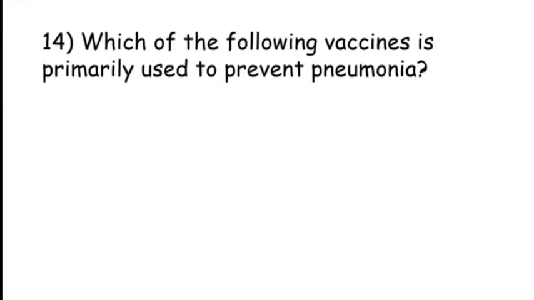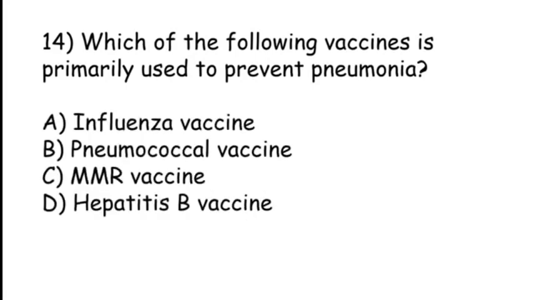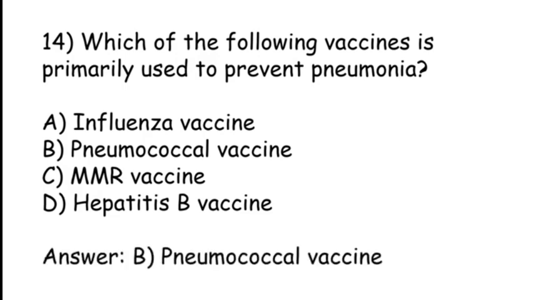Which of the following vaccines is primarily used to prevent pneumonia? Influenza vaccine, pneumococcal vaccine, MMR vaccine, hepatitis B vaccine. The correct answer is option B, pneumococcal vaccine.